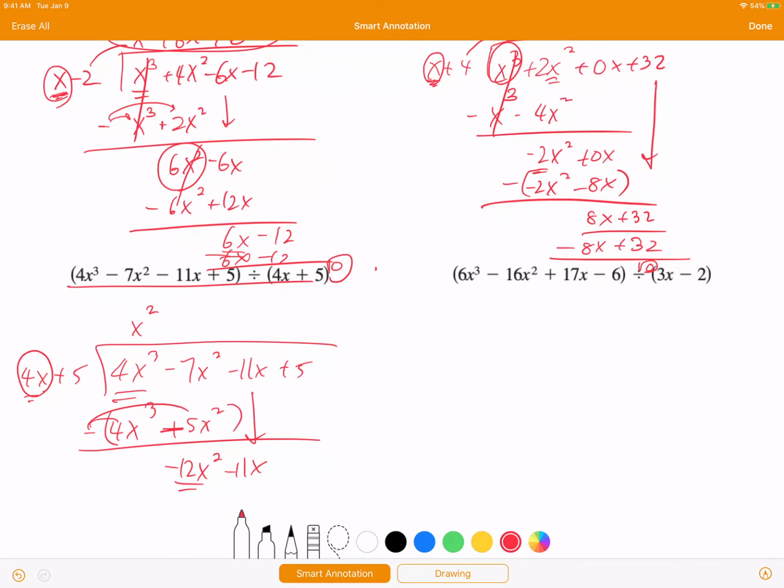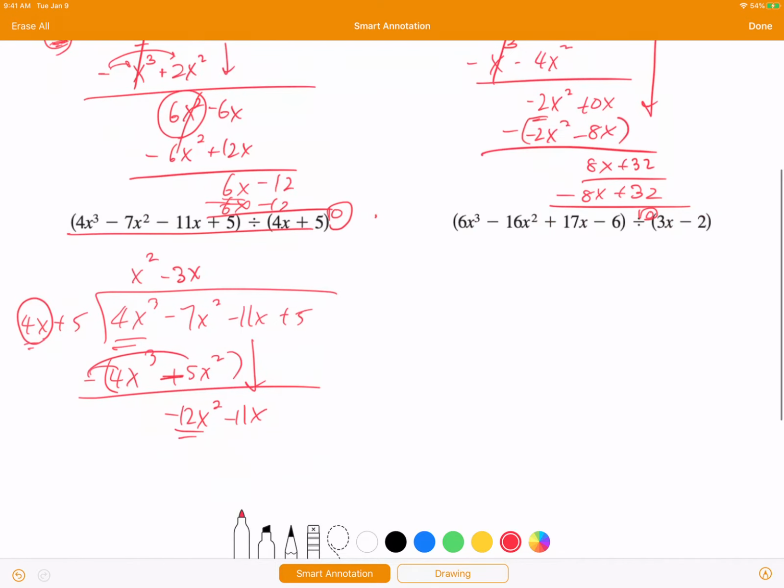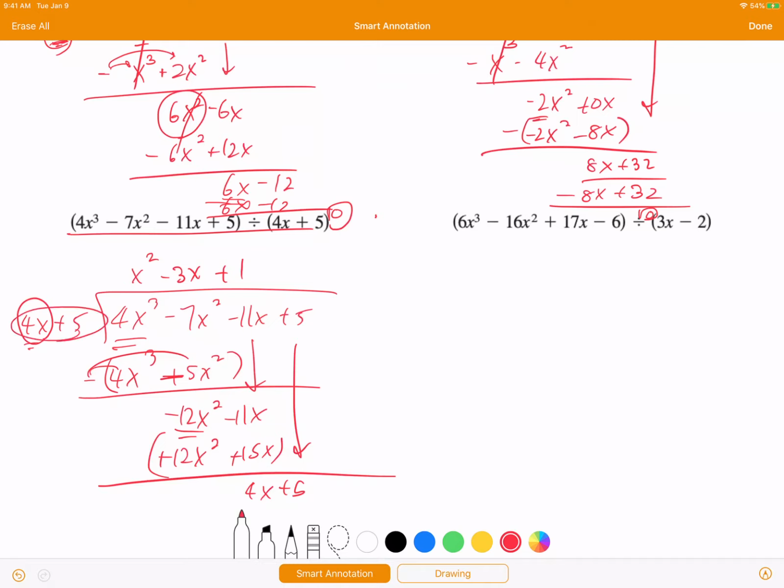4x can fit in negative 12x squared minus 3x times. So minus 12x squared minus 15x. Again, distribute the negative sign here, which will get you positive and positive. And that will be 4x, bring down the plus 5. And the last one is just plus 1, because 4x plus 5 fits in 4x plus 5 just one time. Or 4x fits in 4x just one time.